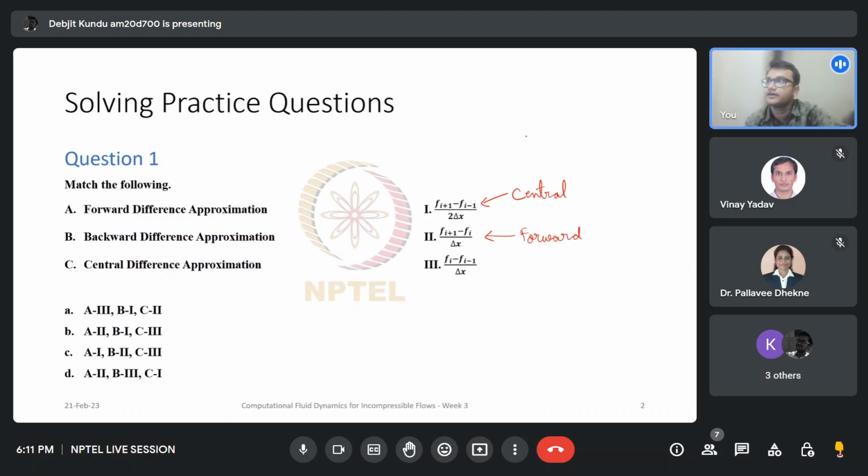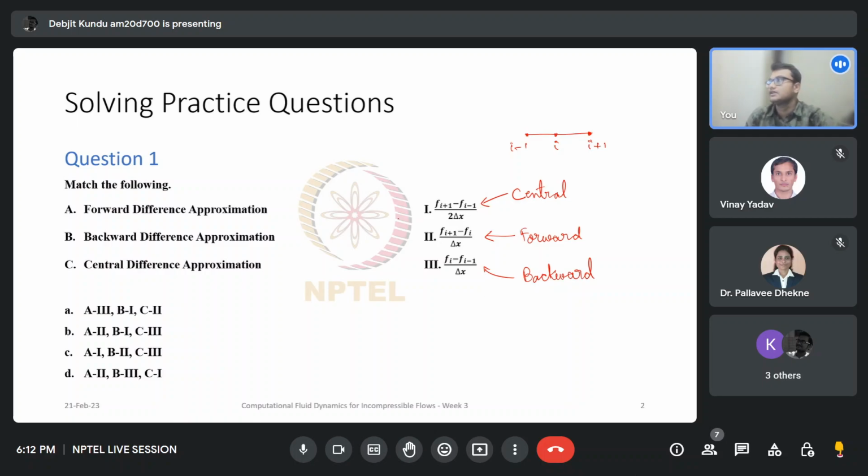So basically, we have 3 points like this. Our focus point is this I, and we have I plus 1 and I minus 1. If we are taking 2 points from either side or more, it's basically using a central scheme. If we go forward from I to I plus 1 and use that point, that's a forward difference scheme. And the last one is backward, where we use 1 point behind it, so I and I minus 1.